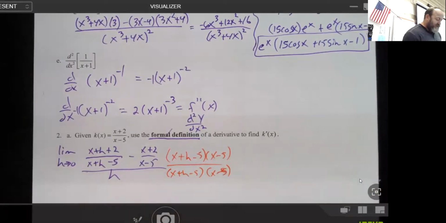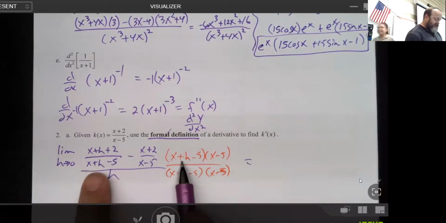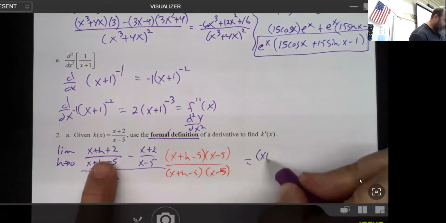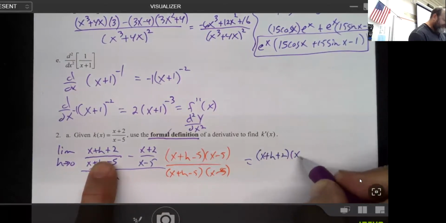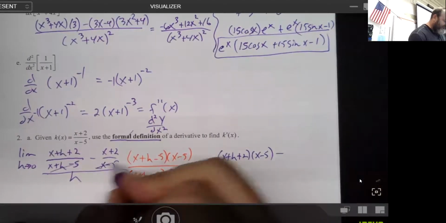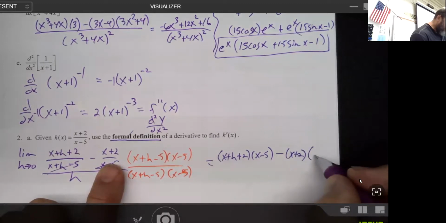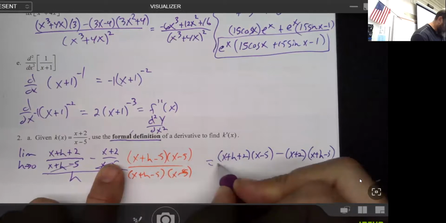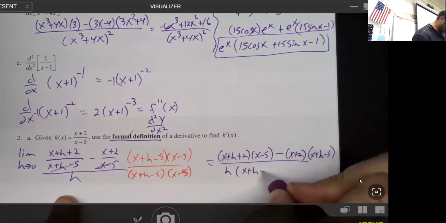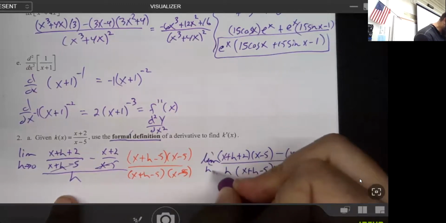And the whole reason we did that is because when this fraction hits this, the x plus h minus 5 would cancel, and we just have x plus h plus 2 times x minus 5. And over here on this other side, the x minus 5 would cancel, and I have my x plus 2 times x plus h minus 5, all over h, x plus h minus 5 and x minus 5. Again, this is still the limit as h goes to 0.